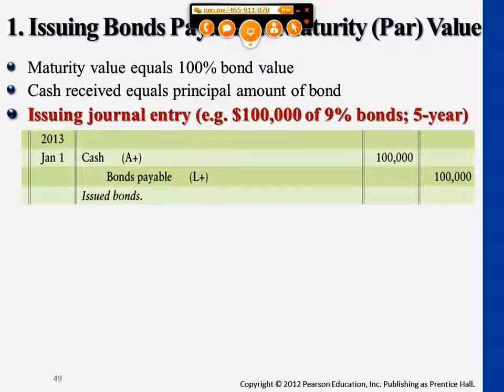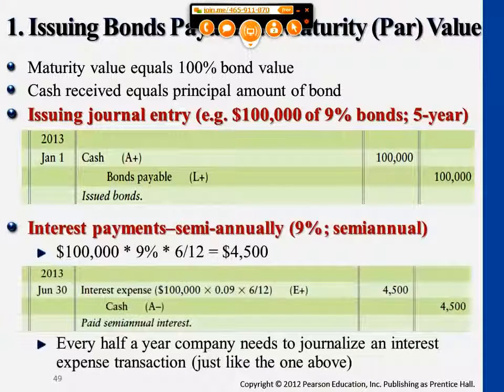On Wednesday we'll cover the second and the third cases. The first issuance entry will not look like this. So this is the first type, stated interest rate equal to market interest rate.